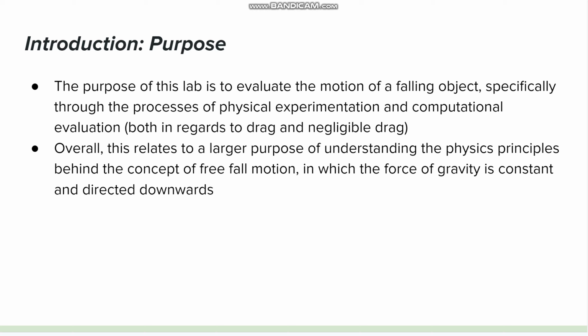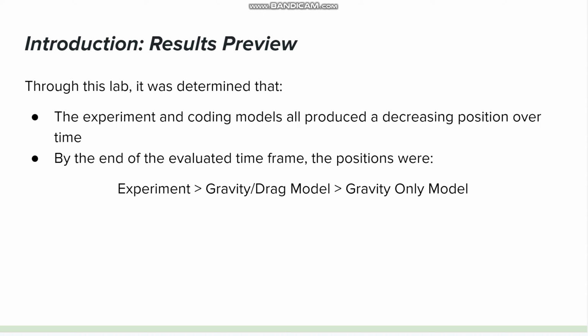The purpose of this lab was to evaluate the motion of a falling object, specifically through the processes of physical experimentation and computational evaluation, both in regards to drag and negligible drag. Overall, this relates to a larger purpose of understanding the physics principles behind the concept of freefall motion, in which the force of gravity is constant and always directed downwards. Through this lab, it was determined that the experiment and coding models all produced a decreasing position over time.